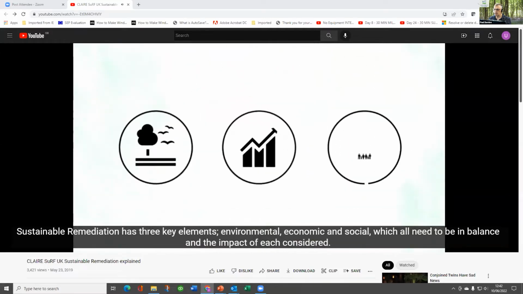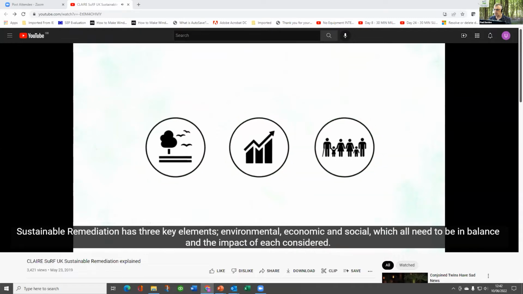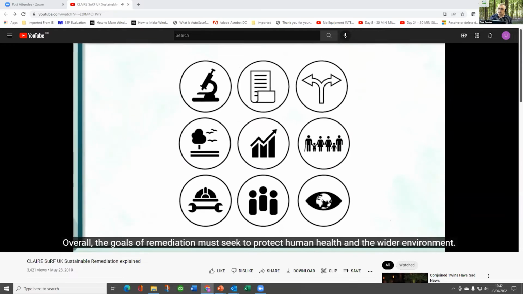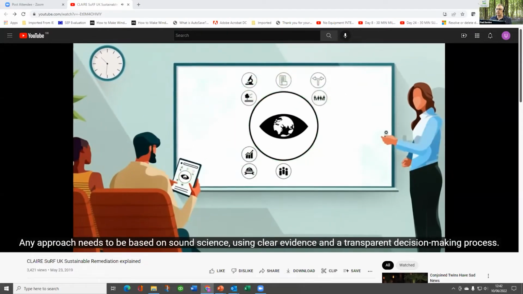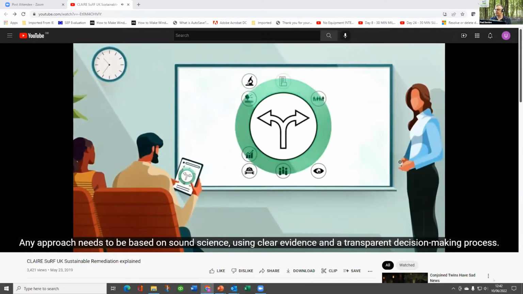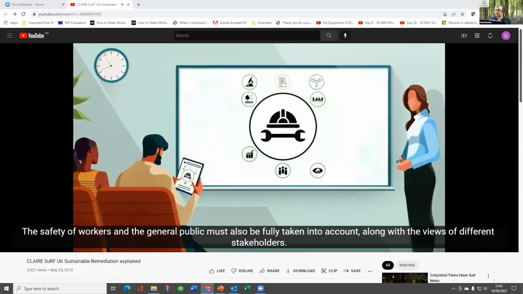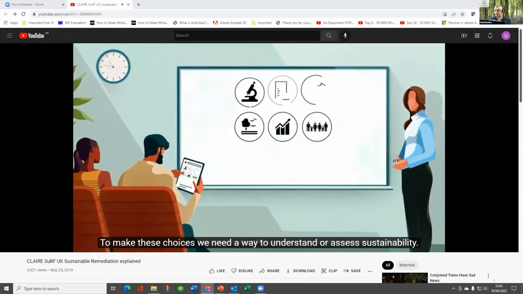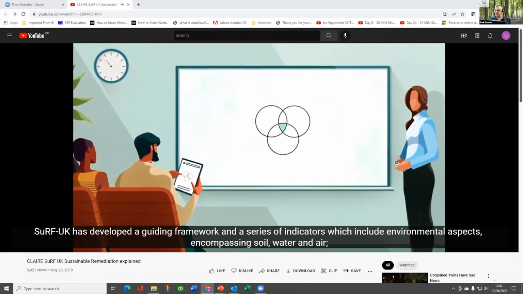Sustainable remediation has 3 key elements: environmental, economic and social, which all need to be in balance and the impact of each considered. Overall, the goals of remediation must seek to protect human health and the wider environment. Any approach needs to be based on sound science, using clear evidence and a transparent decision-making process. The safety of workers and the general public must also be fully taken into account, along with the views of different stakeholders. To make these choices, we need a way to understand or assess sustainability.